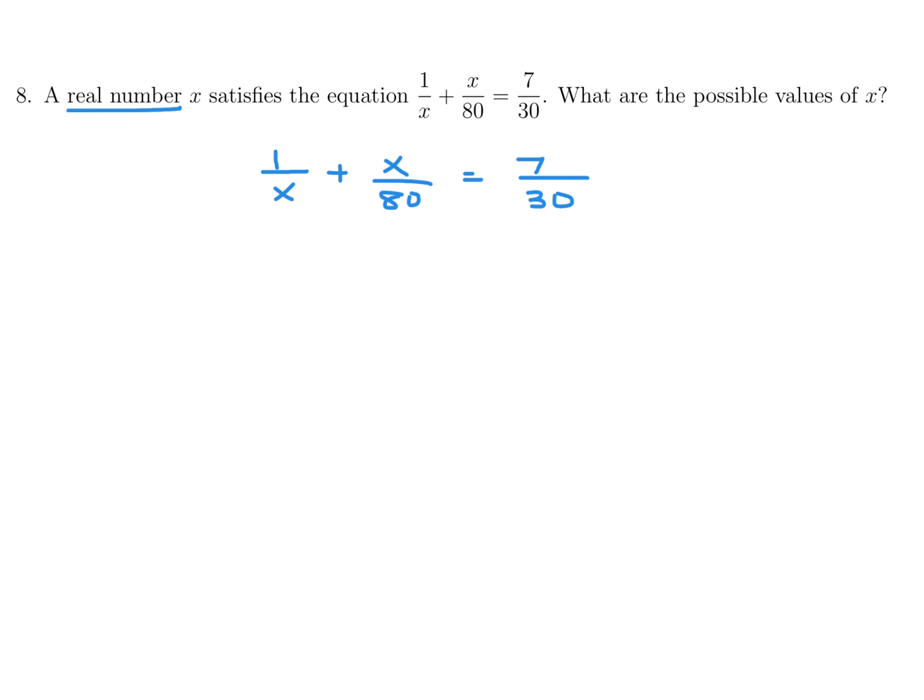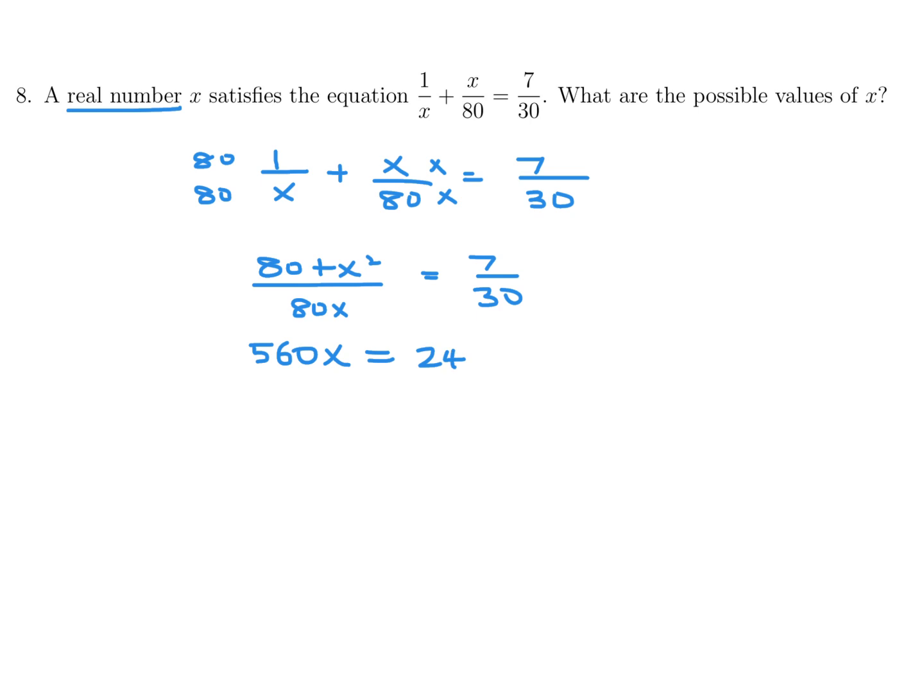So let's get a common denominator. 80, 80, x, and x. So that'll be 80 plus x squared is equal to 80x. Right? And that's 7 over 30. So cross multiply, and you'll get 560x is equal to 2400 plus 30x squared. And then I think I can divide through by a 30 here. And that'll give me x squared minus 56 over 3x plus 80.